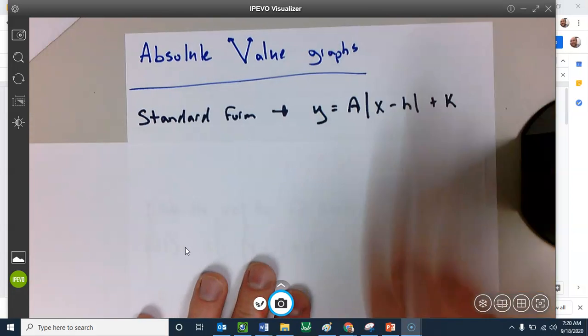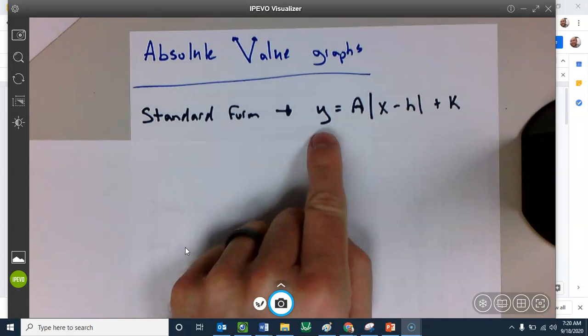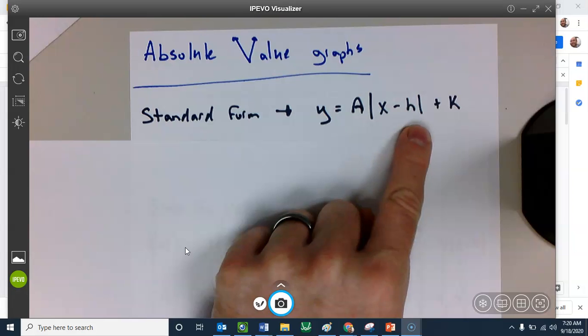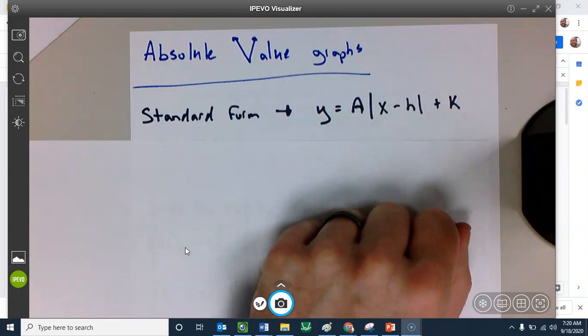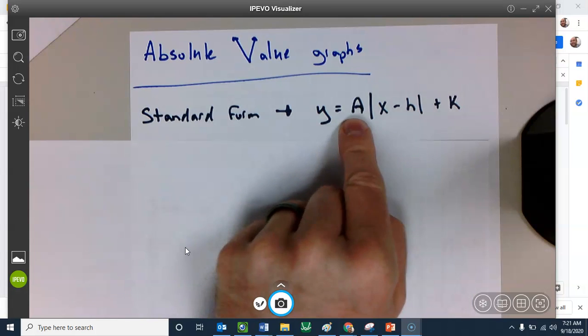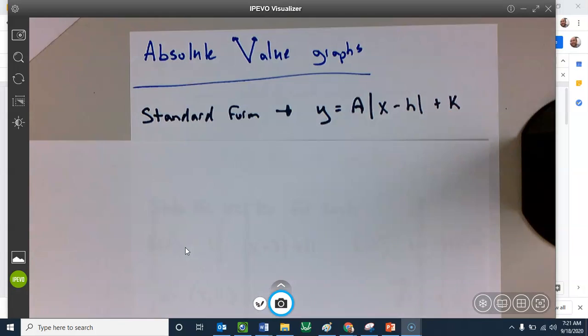In general, we call this the standard form of an absolute value graph. We have y equals a times the absolute value of x minus h plus k. Okay, we have three different numbers in there, three different variables that are going to change from problem to problem. A is going to be some number, h is going to be some number, and k is going to be some number.